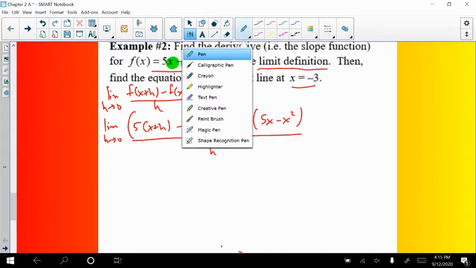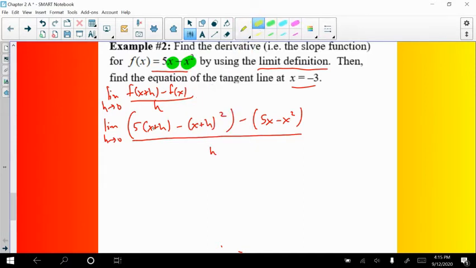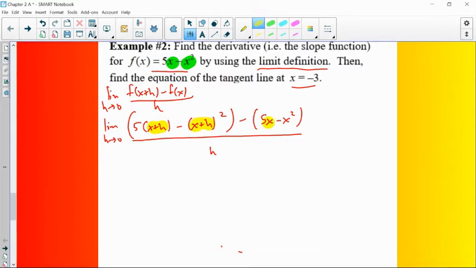And again, just to emphasize, go back to the highlighter. So there are two inputs, and here are our two inputs, right there and there. And I want you to see the structure, right? Like it's 5 times input minus input squared. 5 times input minus input squared. So it's the same structure. So we have some algebra to do before we can take that limit.